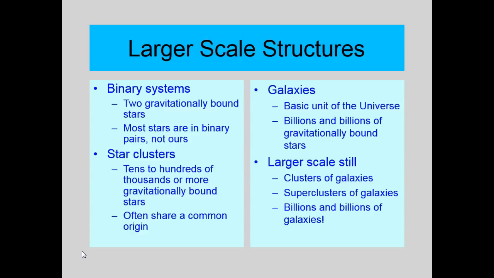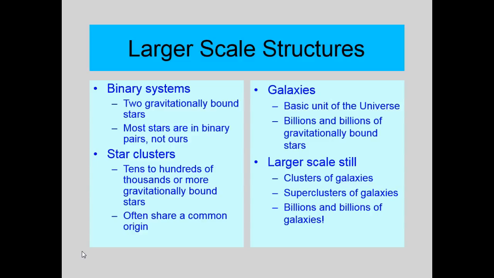Binary systems. I already mentioned this when we talked about Sirius. Two gravitationally bound stars. Most stars that you see out there in the sky are binary pairs. Most of them are. Ours is just one of the few that is not. There's one place that our sun is pretty special. It's a unitary star, not a binary star.